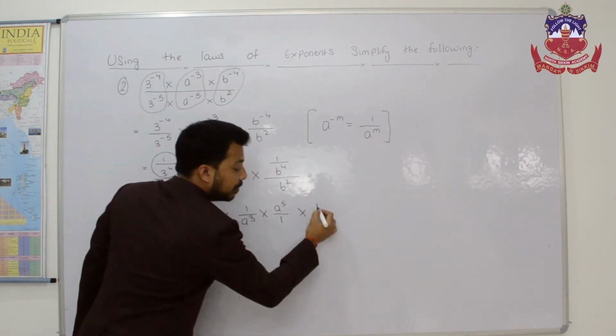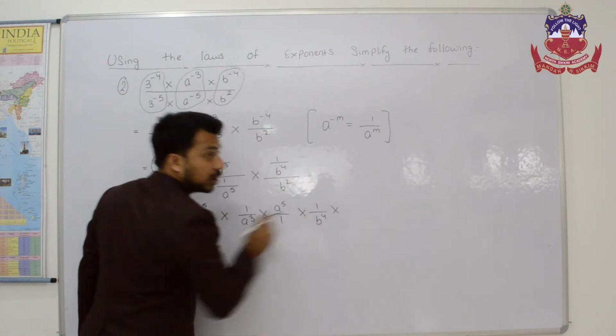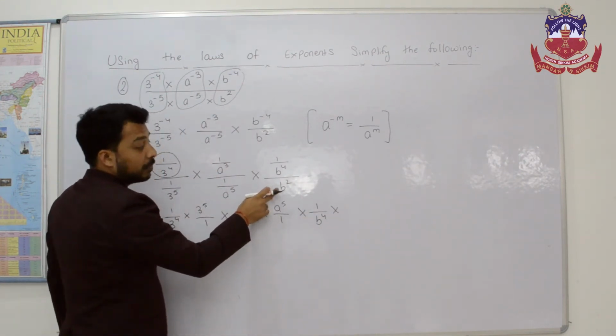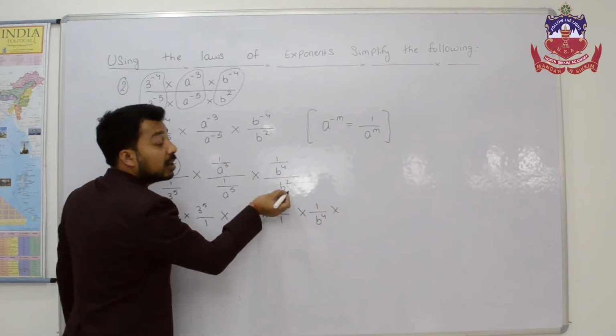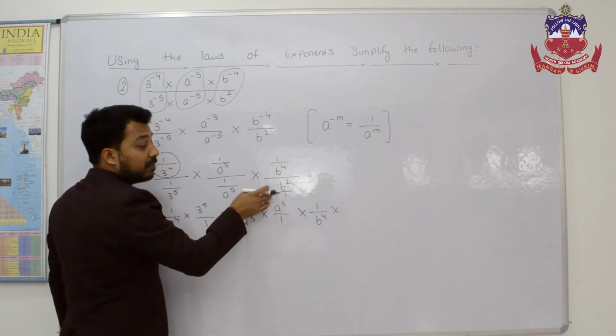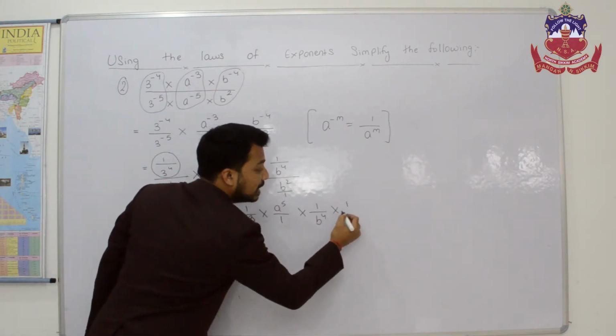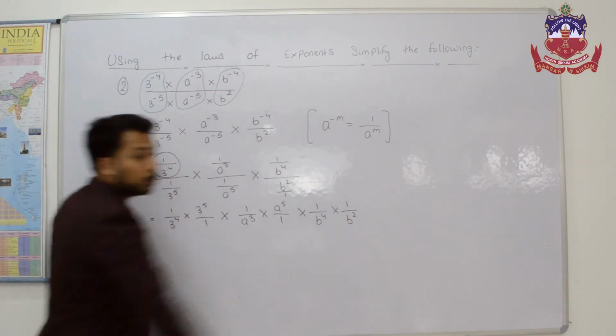The numerator will remain as it is. Divide will get converted into multiplication. Now in the denominator, we do not have a fraction, so we can write this as 1. So once we have written divided by 1, we can perform the reciprocal. So it will become 1 divided by b to the power 2.